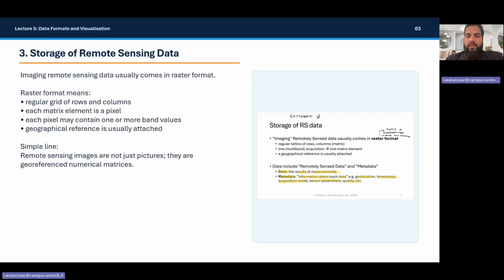Storage of a remote sensing data set. So far, in the chapter on Earth observation platforms, we have seen that the satellite has two parts or two segments. One is the space segment, and one is the ground segment.